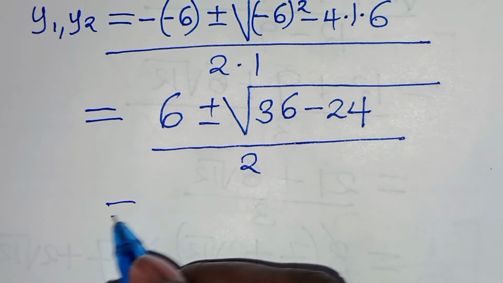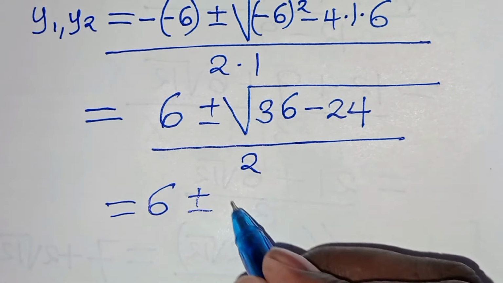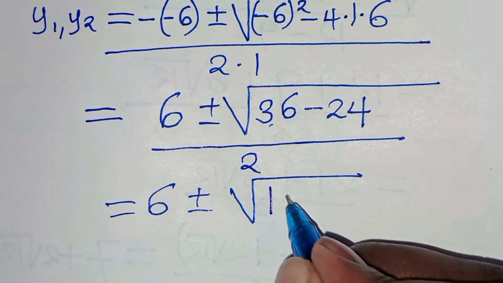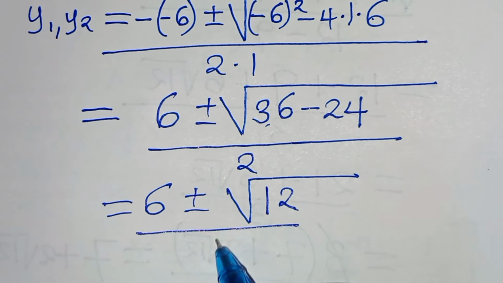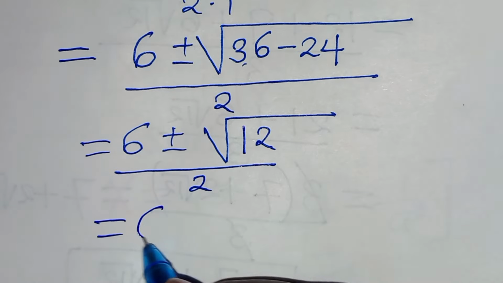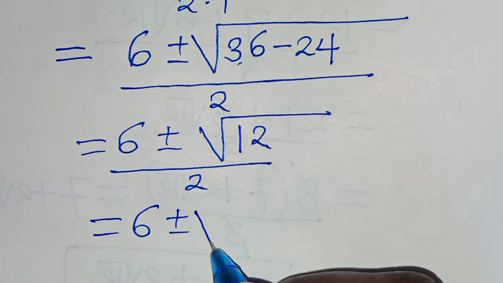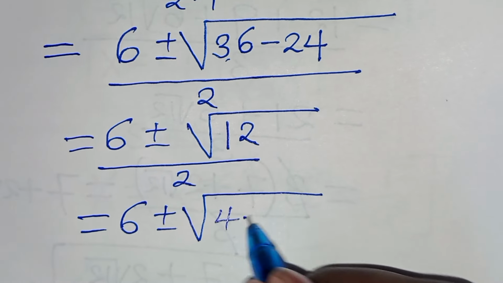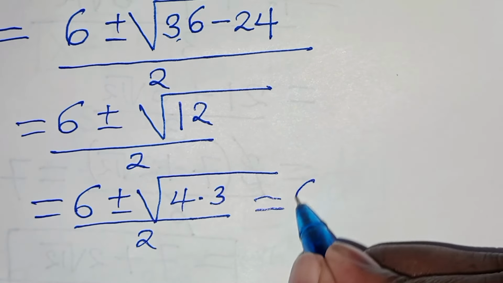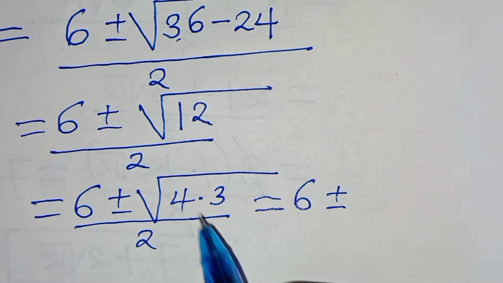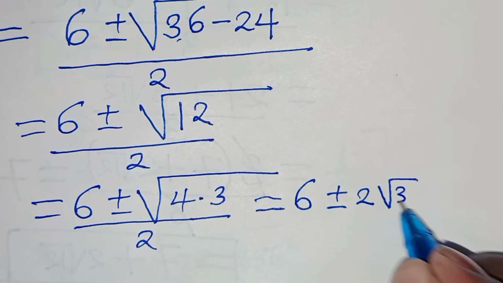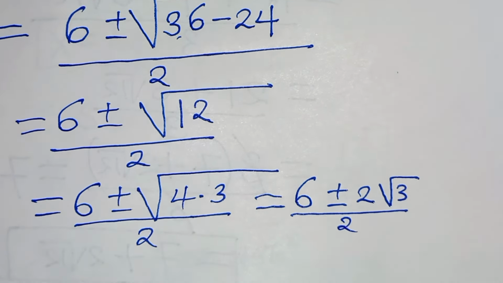So that now, again here we have 6 plus or minus the square root of 36 minus 24, this is equal to 12, everything here divided by 2. So this implies that here we have 6 plus or minus, we can express 12 basically as 4 times 3, everything here divided by 2. So that now here we have 6 plus or minus the square root of 4, this is equal to 2, then square root of 3, everything here divided by 2.